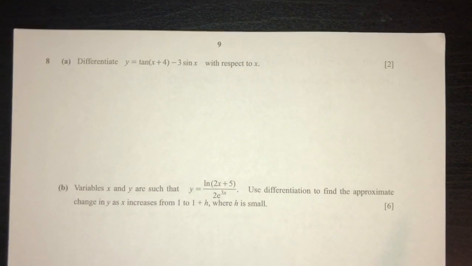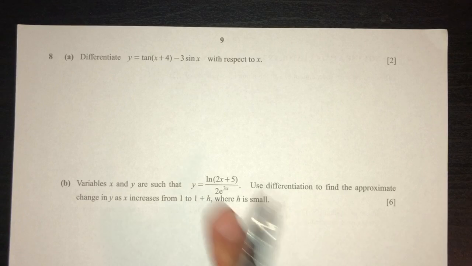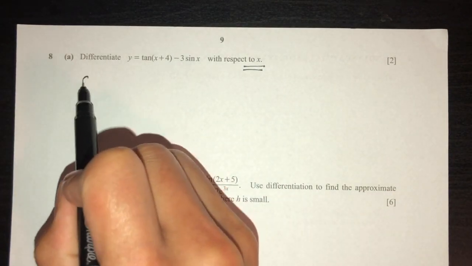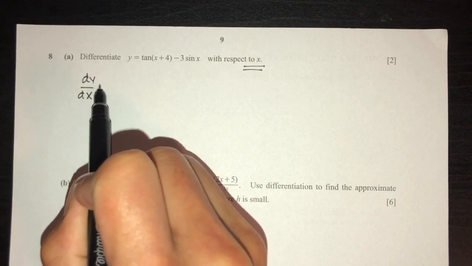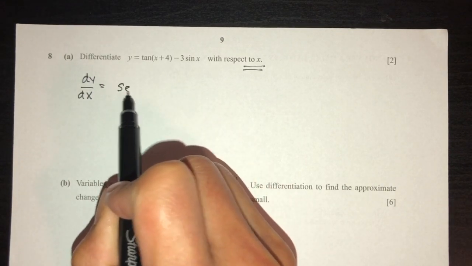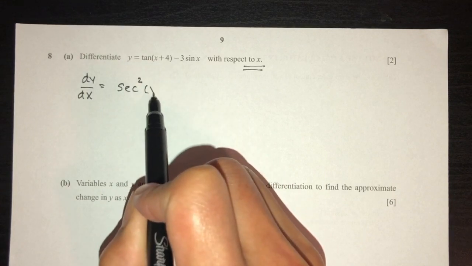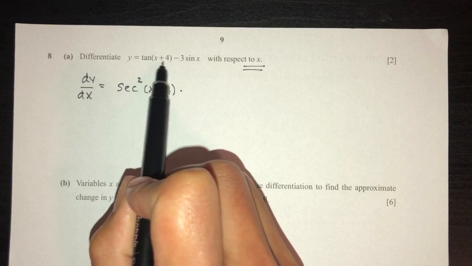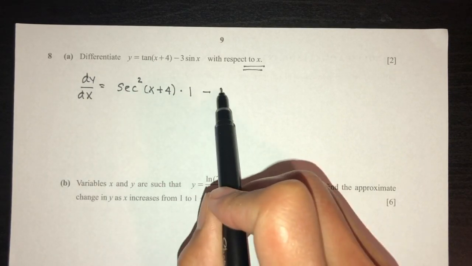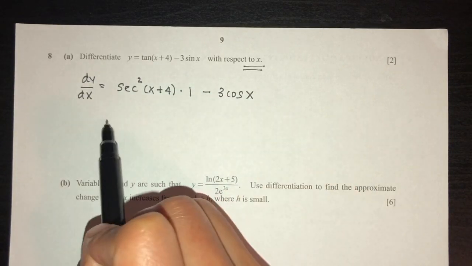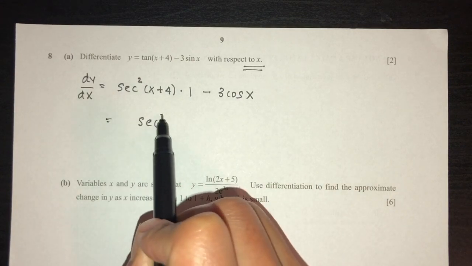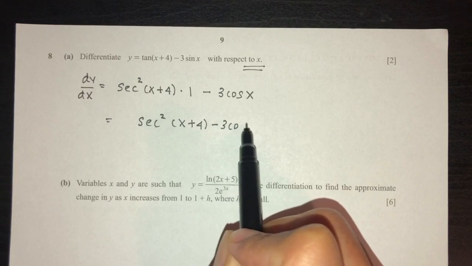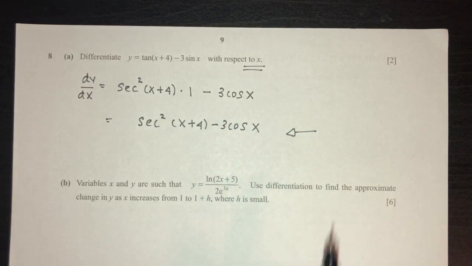Okay, so let's move on to question number 8. Part A, we have to differentiate this with respect to x. So pretty easy, dy by dx. Differentiating tan should give you sec square. Here we have x plus 4. We have to multiply by the differentiation of the inside, which is only 1. Now minus 3 cos x. So your answer is sec square (x plus 4) minus 3 cos x. That is for part A.